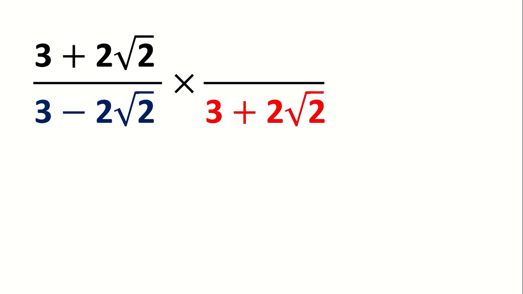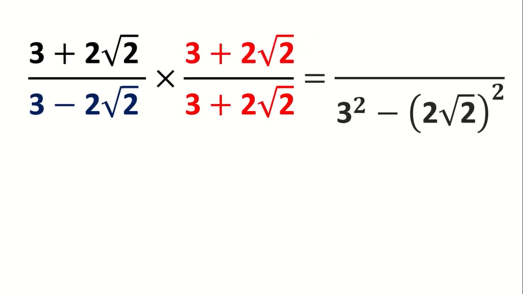So we do it this way. The whole fraction is going to be multiplied by 3 plus 2 radical 2. To keep the whole fraction constant, we also need to multiply the numerator by 3 plus 2 radical 2. So the result is also a fraction, with a denominator of 3 squared minus (2 radical 2) squared, as the difference of squares theorem says.